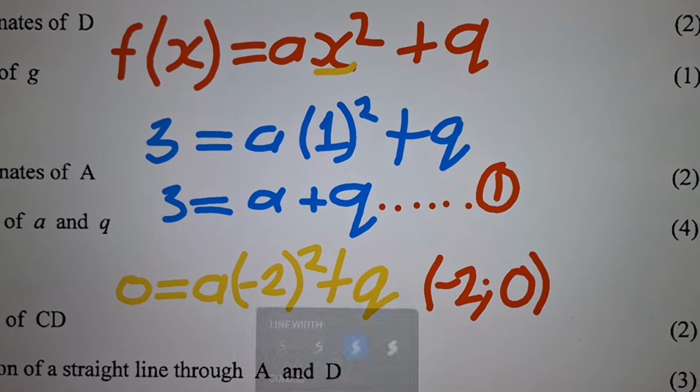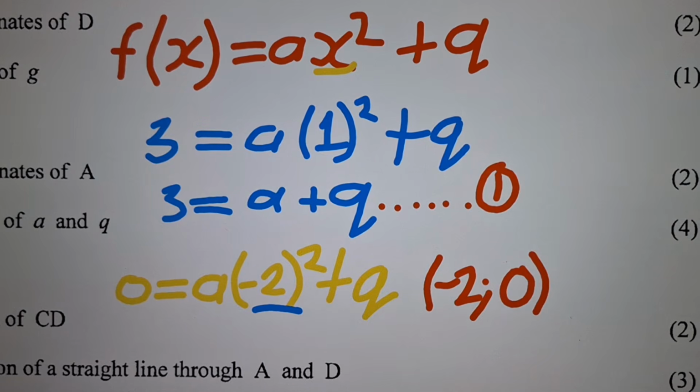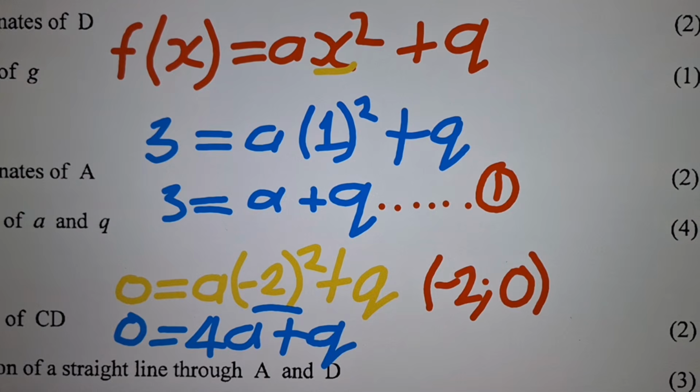Then we simplify it as well. Negative 2 squared. Guys, another thing, please don't confuse these. Negative 2 squared, whereby you put the negative 2 in brackets, then the squared outside, is going to give you 4. But if you write negative 2 and square it on the calculator without putting the brackets, it's going to give you negative 4. So that's why it's important, where necessary, to put the brackets. So negative 2 squared with brackets gives us 4. Then 4 times a is 4a, plus q equals 0. This is our equation 2.